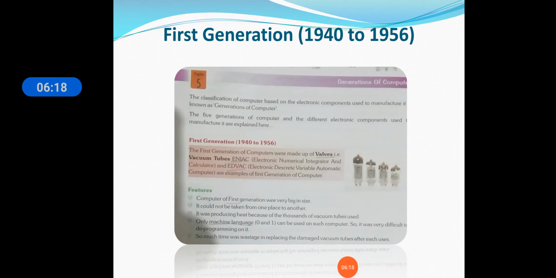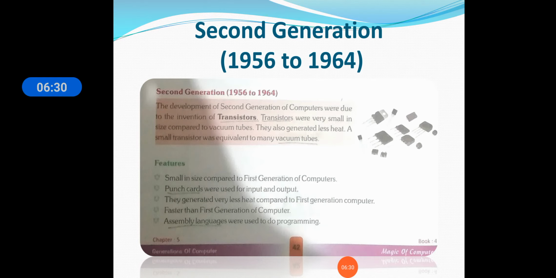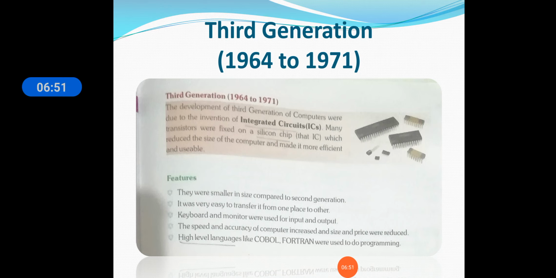Later on, the second generation of computers came, but no specific name is given here. It was made with transistors, so it was small in size. Punch cards were used for input and output. They generated very less heat, and they were faster than first generation computers, and assembly language was used to do programming. So these were the second generation. Now moving on to the third generation of computers.